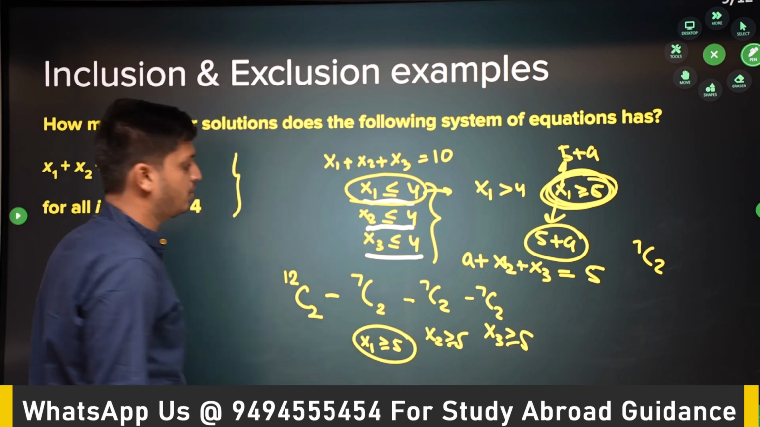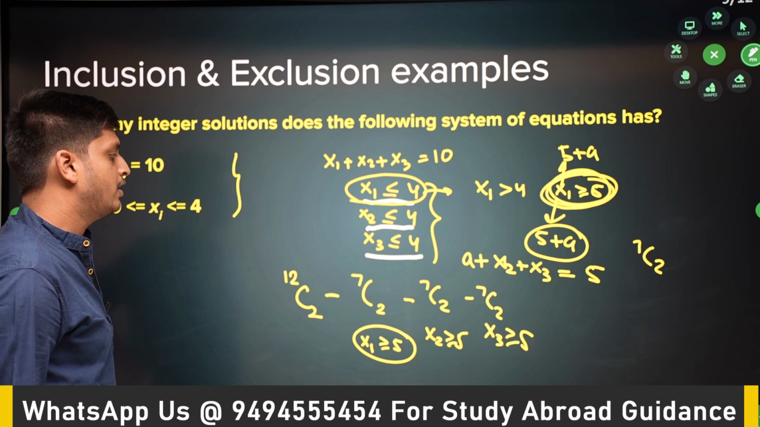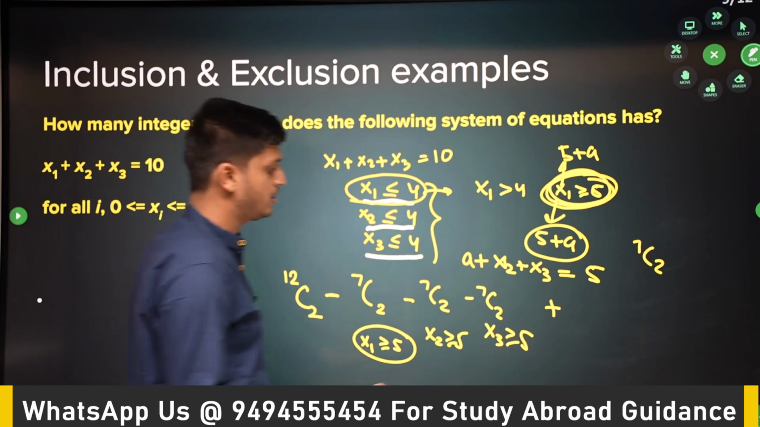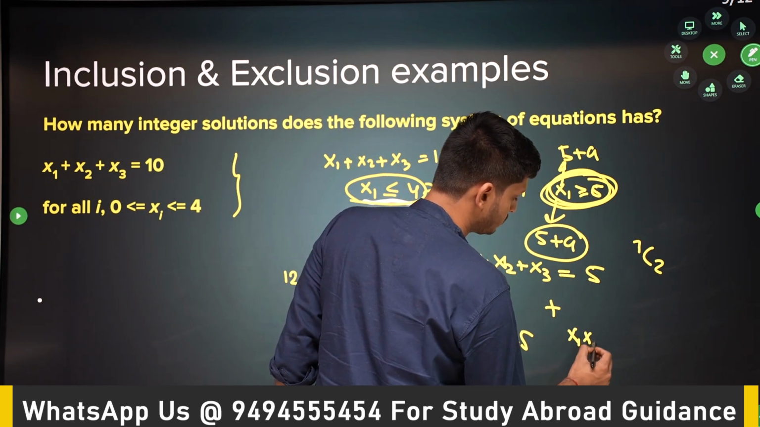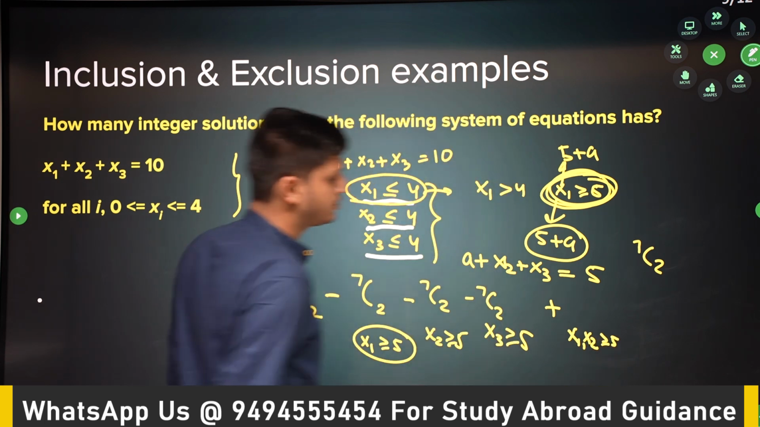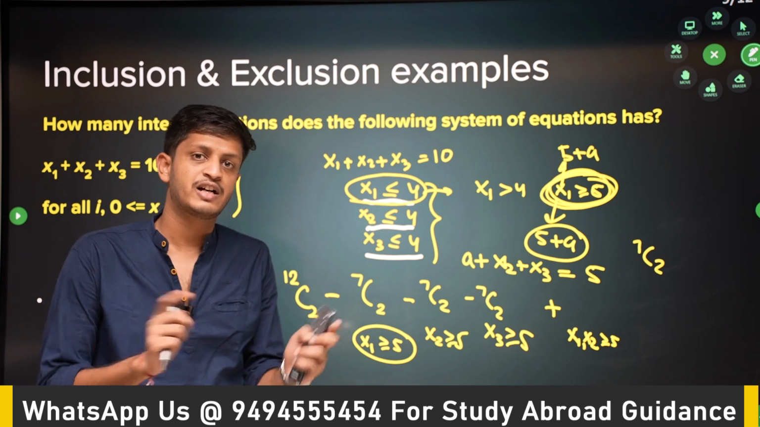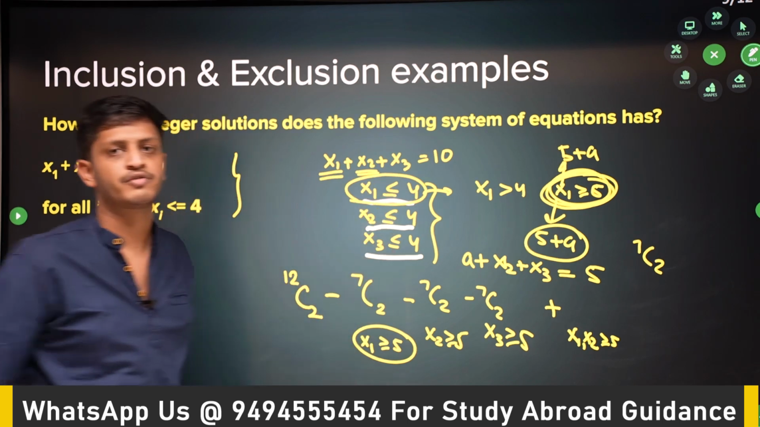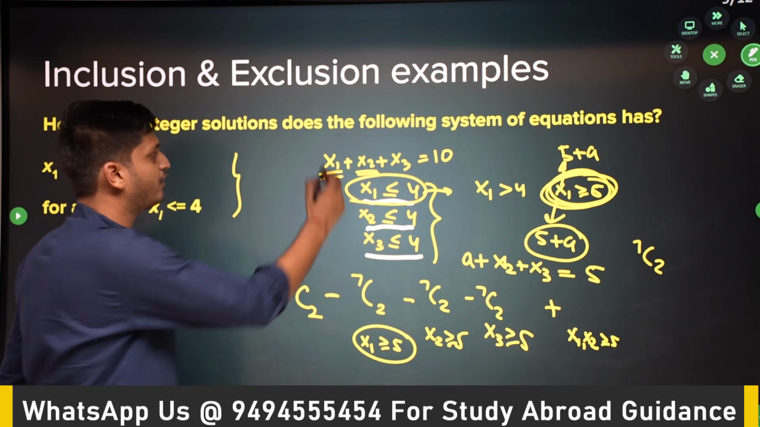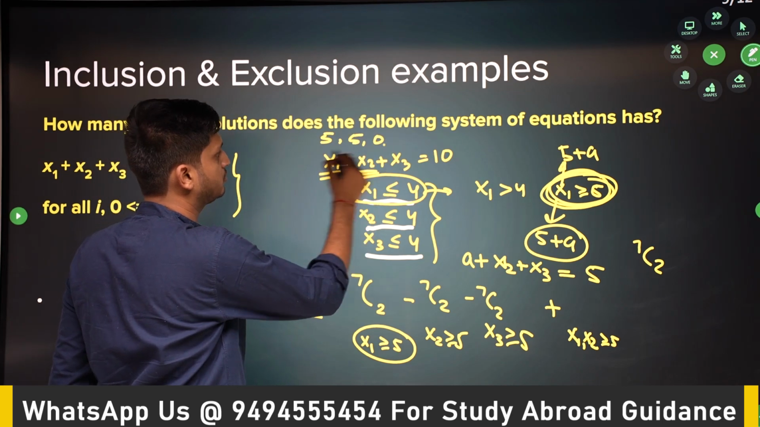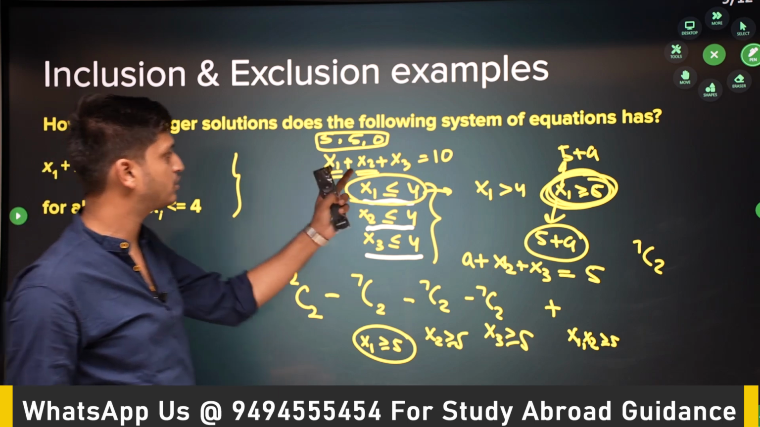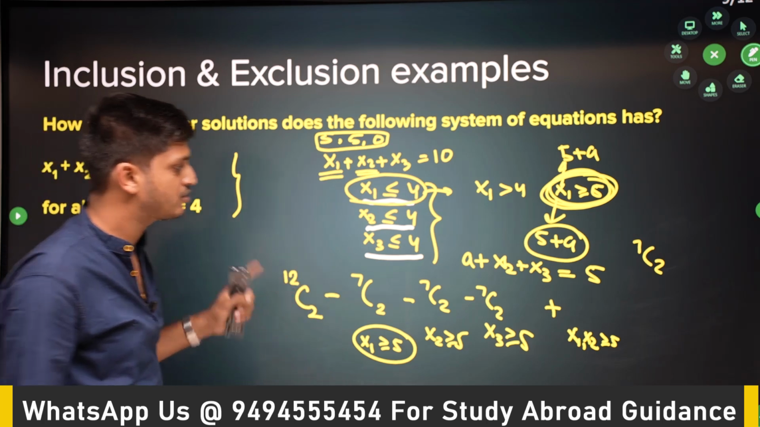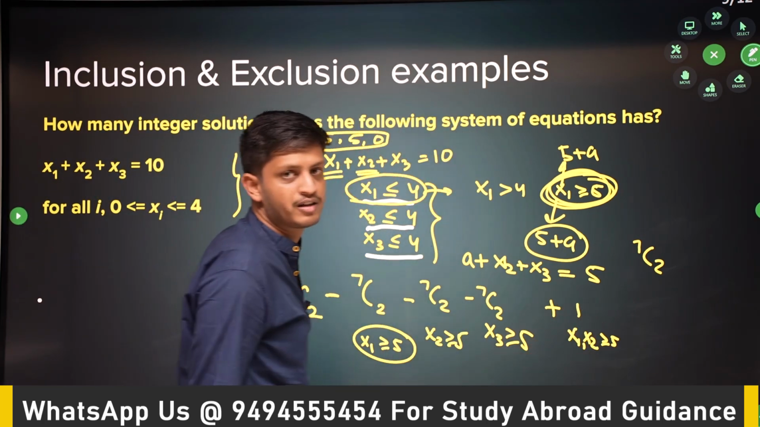Right? Now, I will add all such cases in which both x1 and x2 are greater than or equal to 5. So basically x1 also has to be greater than or equal to 5, x2 also has to be greater than or equal to 5. There is only one such way: 5, 5, 0. If both of them have to be greater than or equal to 5, both of them have to be 5. Otherwise, it is not possible, since the sum has to be 10. So there is only one such way.